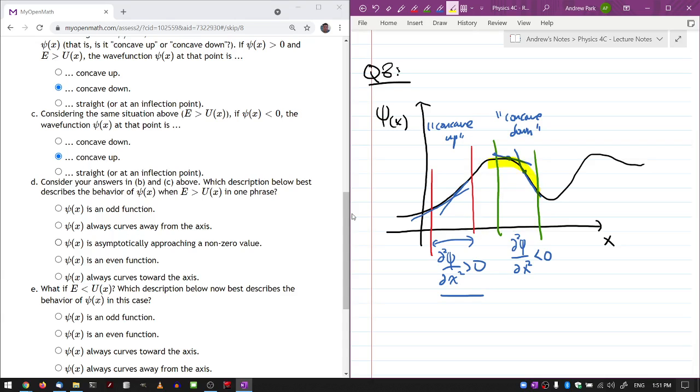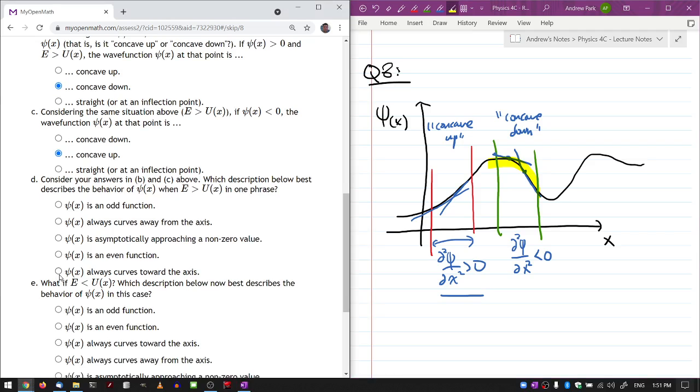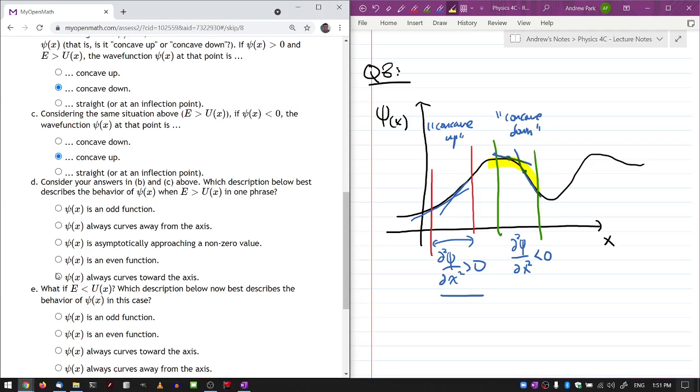Psi of x is an even function. Same comment as for an odd function. I don't think I have enough information. Psi of x always curves towards the axis. You can actually see it here. When you look at this portion of the curve, it's concave down, it's curving towards the axis. And imagine that this wave function somehow went beyond the axis. Then, as we described in C, this would now be concave up.